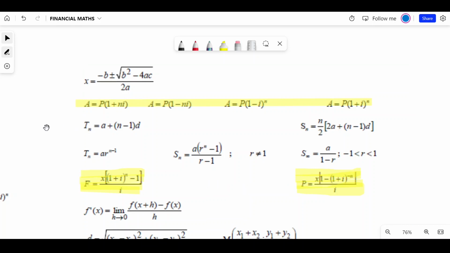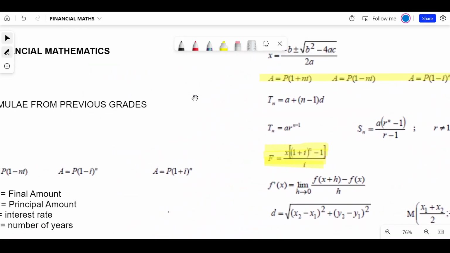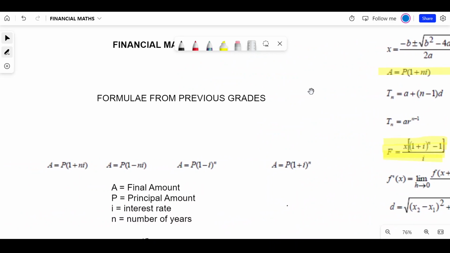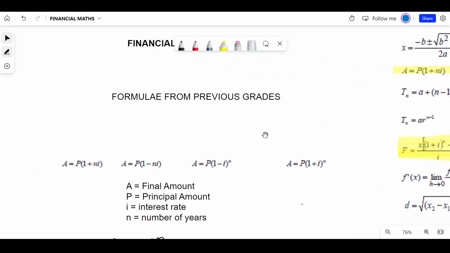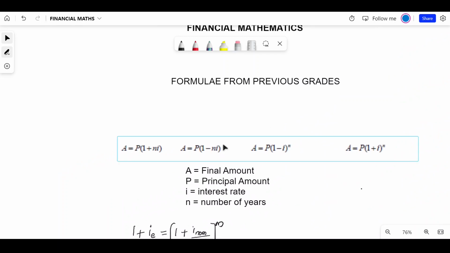Okay, so let us get used to the grade 11 formulae first before we go to the grade 12 formulae. In grade 11, you were learning these 4 formulae. That is A equal to P times (1 plus Ni), A equal to P times (1 minus Ni), A equal to P times (1 minus i) to the power n, A equal to P times (1 plus i) to the power n.